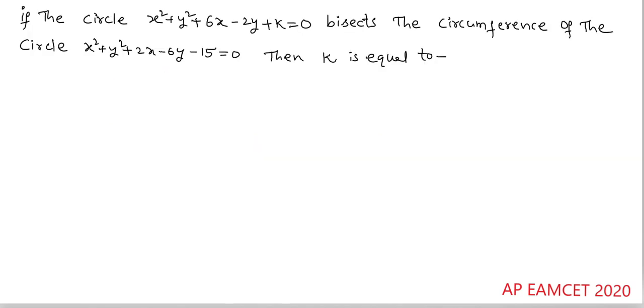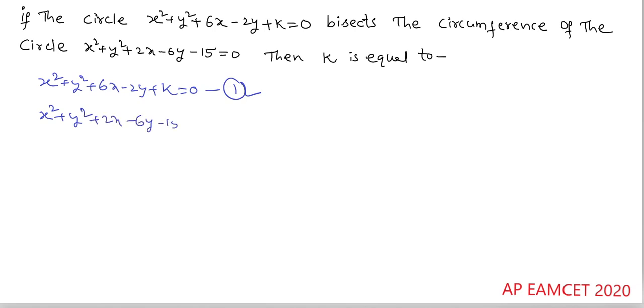If the circle x² + y² + 6x − 2y + k = 0 bisects the circumference of the circle x² + y² + 2x − 6y − 15 = 0, then k is equal to. Here the given circle is x² + y² + 6x − 2y + k = 0. This is the first circle. And the second circle is x² + y² + 2x − 6y − 15 = 0. This is the second circle.